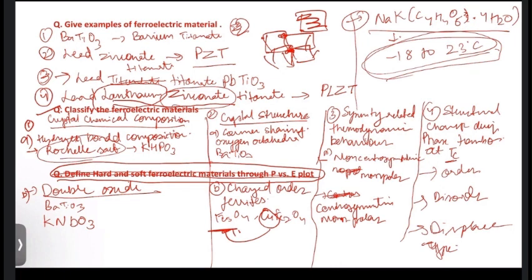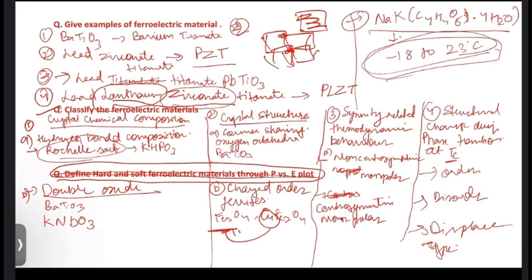Got it? So we can classify ferroelectric material in four ways. One, on the basis of crystal chemical composition, which itself has two subclassifications: hydrogen bonded composition and double oxide. The hydrogen bonded type has examples of Rochelle salt and potassium dihydrogen phosphate, and under the double oxide, we have examples of barium titanate and potassium niobate.